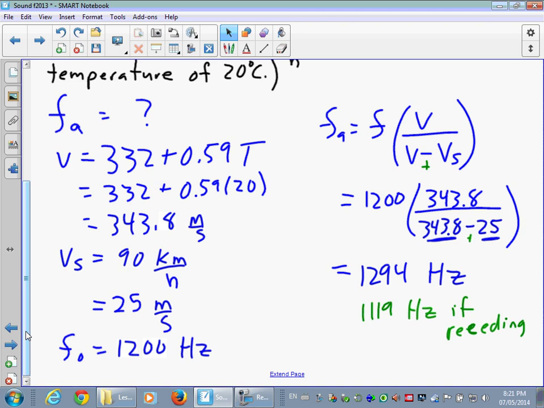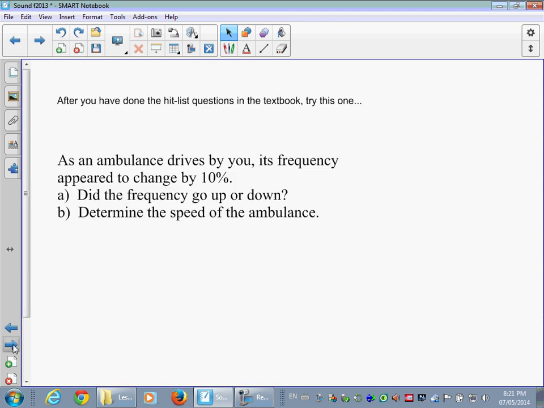In any event, there are lots of questions in your hit list to practice these. And this is a question that I've asked before on some quizzes. I'd like to give you a little bit more time to work on this. Once you've done all of your other Doppler effect questions, I would like you to try this one. It's not as simple as it might originally seem, but it's worth giving it a shot.